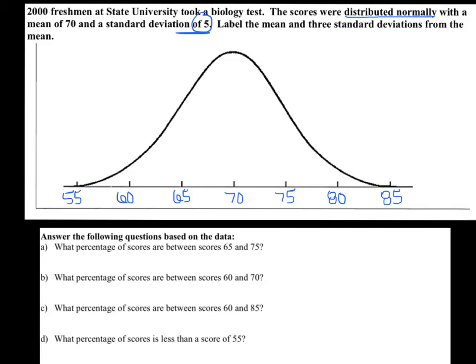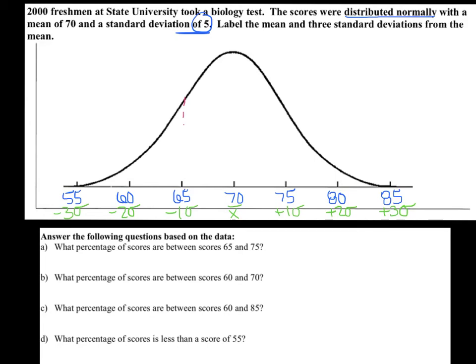Now in a different colored marker here, I'm going to label, there's my mean, that's plus 1 standard deviation, plus 2 standard deviations, plus 3 standard deviations. I'll do the same thing on the south side here: minus 1 standard deviation, minus 2, and minus 3 standard deviations. Okay, first question. What percentage of the scores fall between 65 and 75?